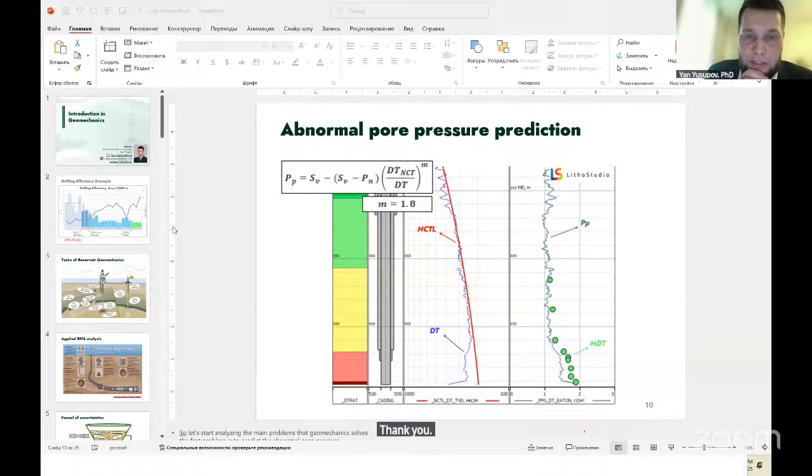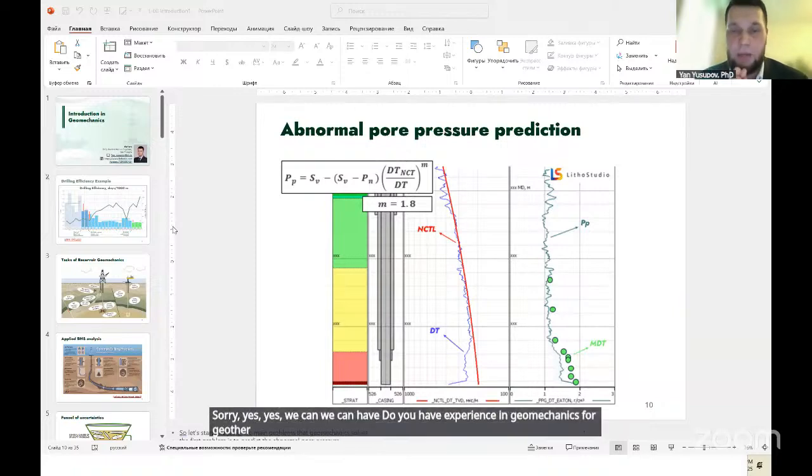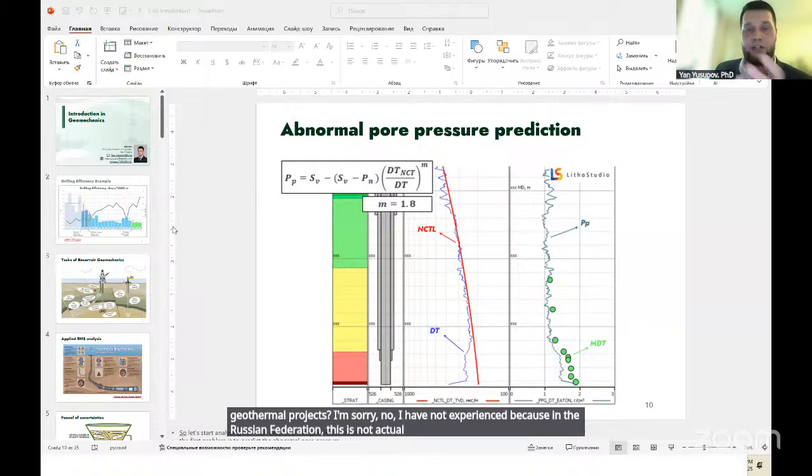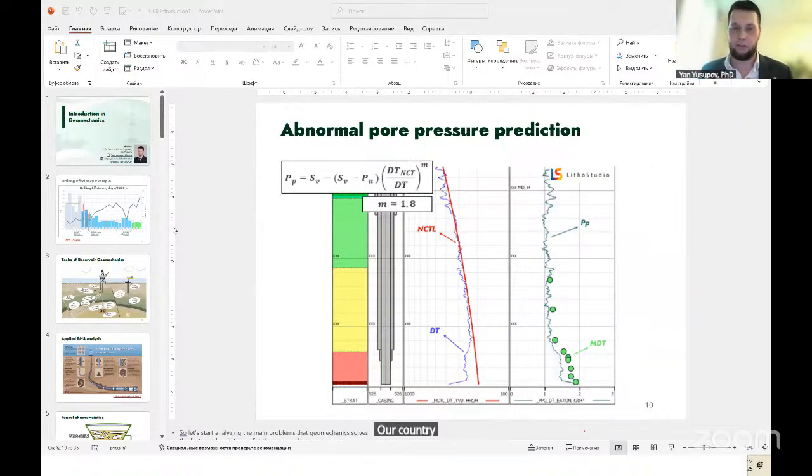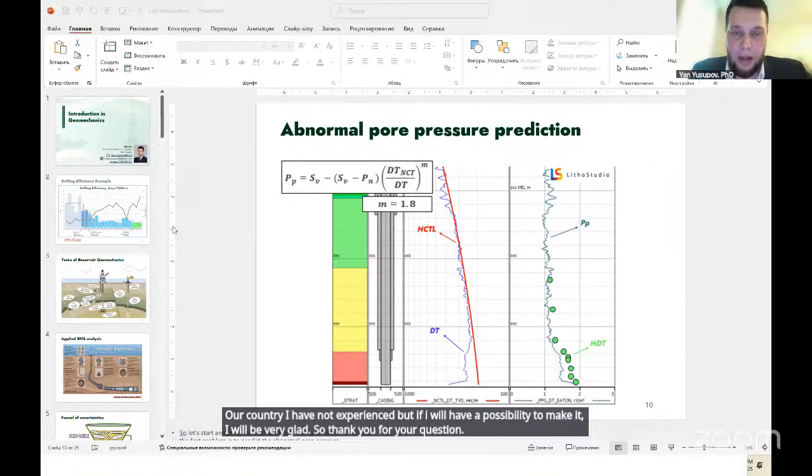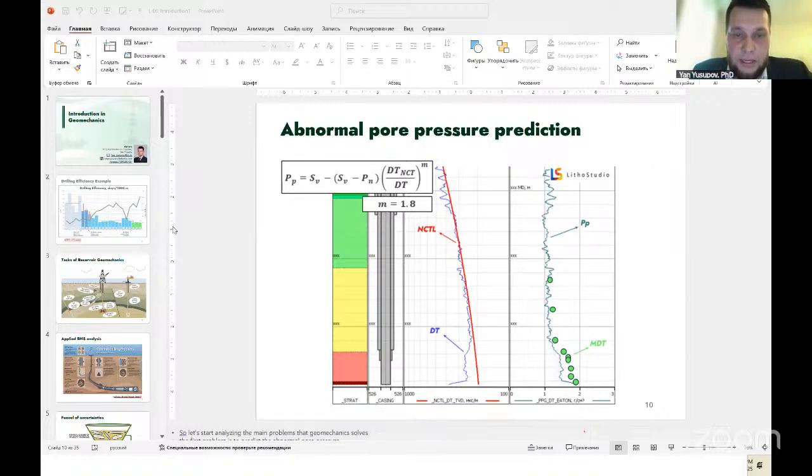Do you have experience in geomechanics for geothermal projects? I'm sorry, no, I have no experience because in the Russian Federation this is not an actual direction. Geothermal projects are not actual now in our country, so I have no experience. But if I have a possibility to do it, I will be very glad. Thank you for your question.